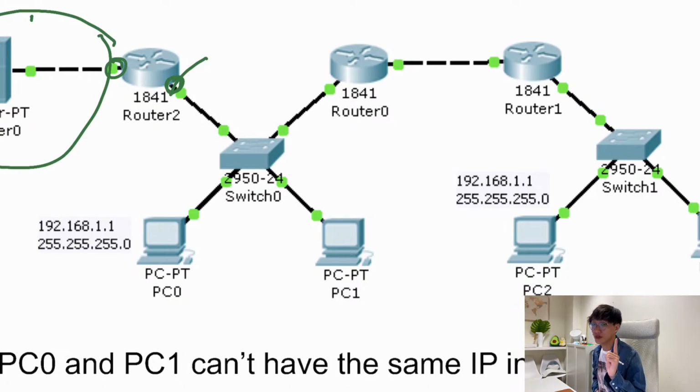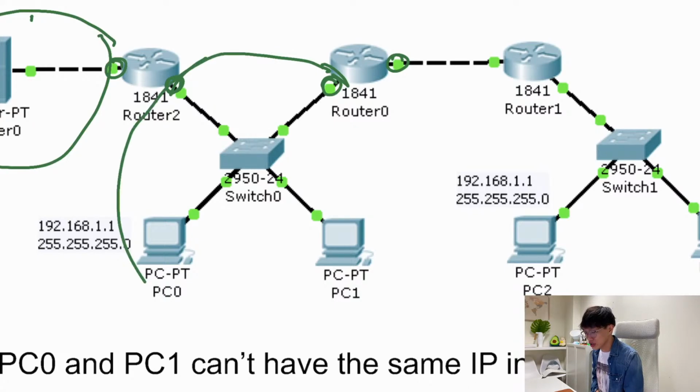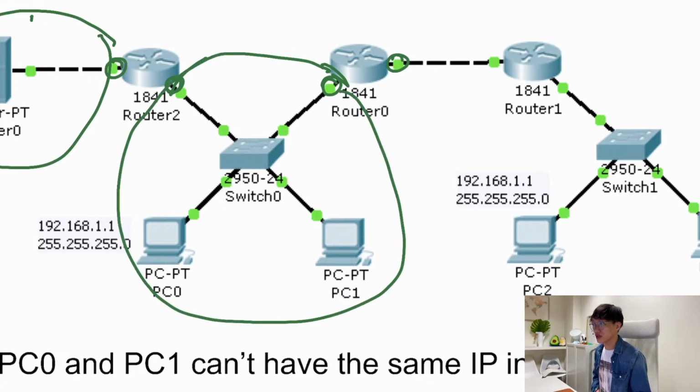Now let's look at router 0. Router 0 here, I have one port connected, two ports connected. So here is another network. But if you have two routers that connect to a switch, you don't count them as two, you count them as one network. So this whole thing is actually one big network.